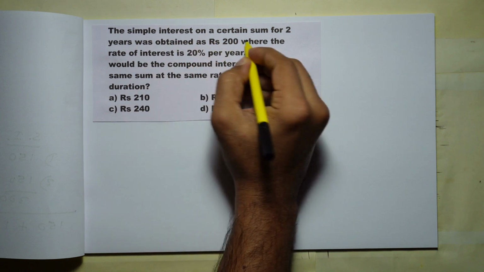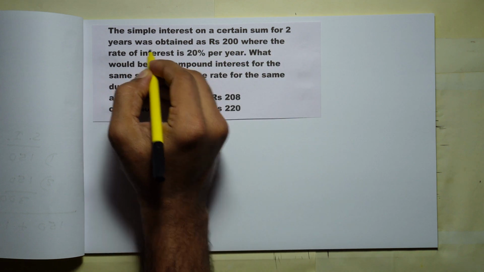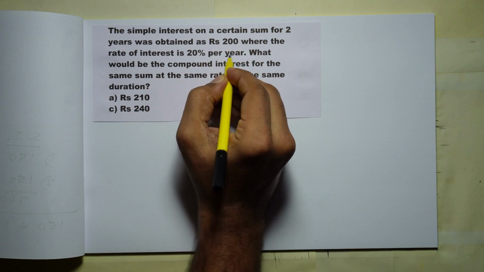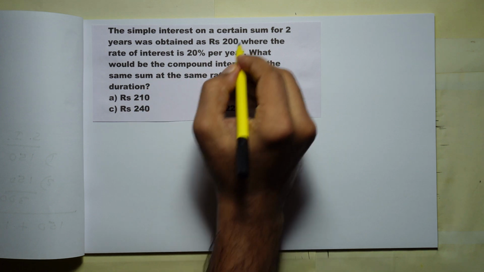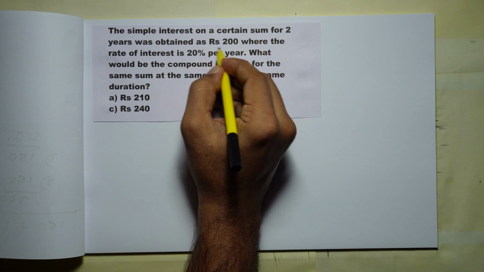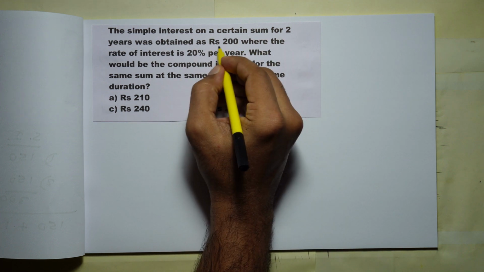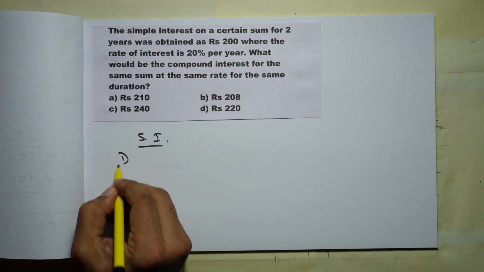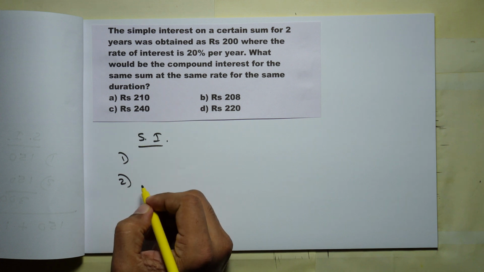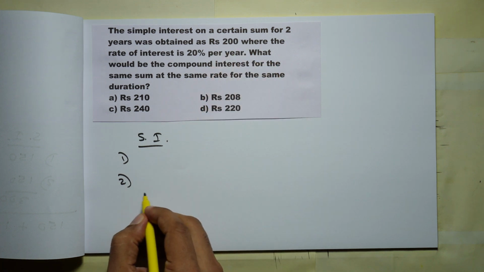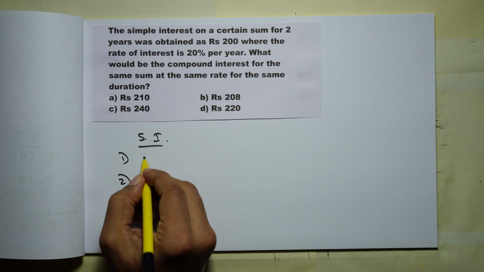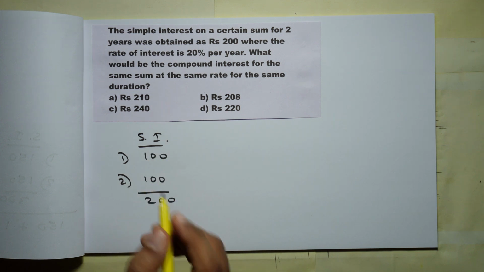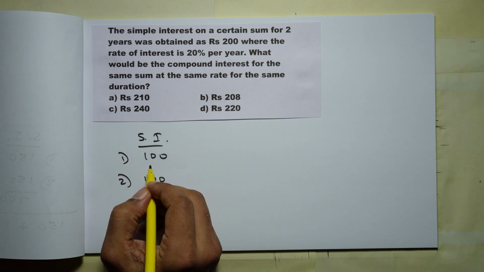The simple interest on a certain sum for 2 years was obtained as rupees 200, where the rate of interest is 20% per year. So simple interest for 2 years is rupees 200. Now we'll just calculate the simple interest for the first year. Now simple interest every year is always constant. For 2 years it is rupees 200. So first year it has to be 100, second year it has to be 100, and it is always constant. You will get it as R% of principal.